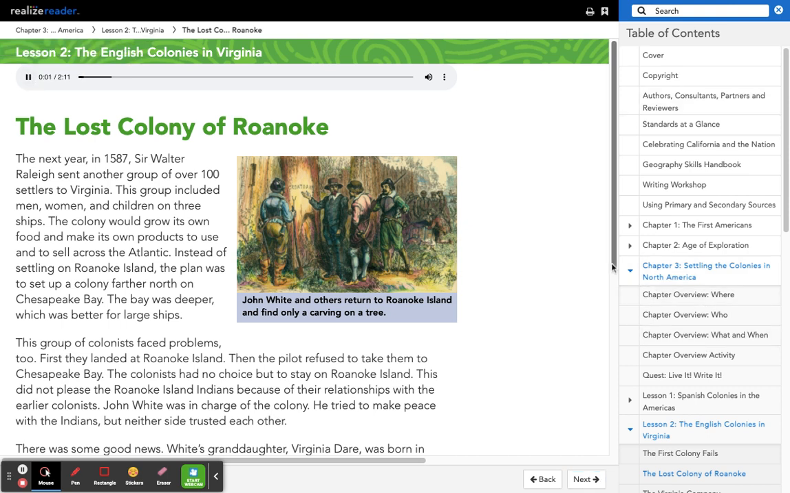The lost colony of Roanoke. The next year, in 1587, Sir Walter Raleigh sent another group of over 100 settlers to Virginia. This group included men, women, and children on 3 ships. The colony would grow its own food and make its own products to use and to sell across the Atlantic. Instead of settling on Roanoke Island, the plan was to set up a colony farther north on Chesapeake Bay. The bay was deeper, which was better for large ships.